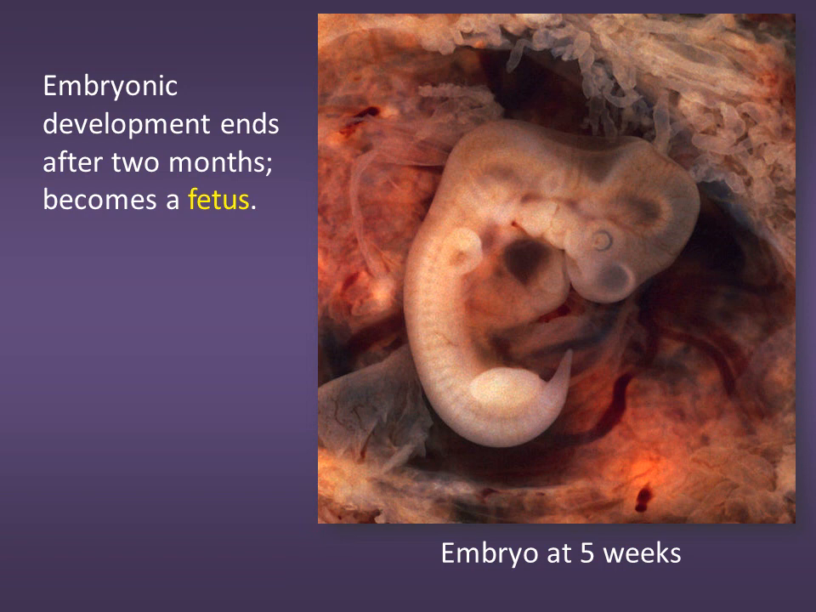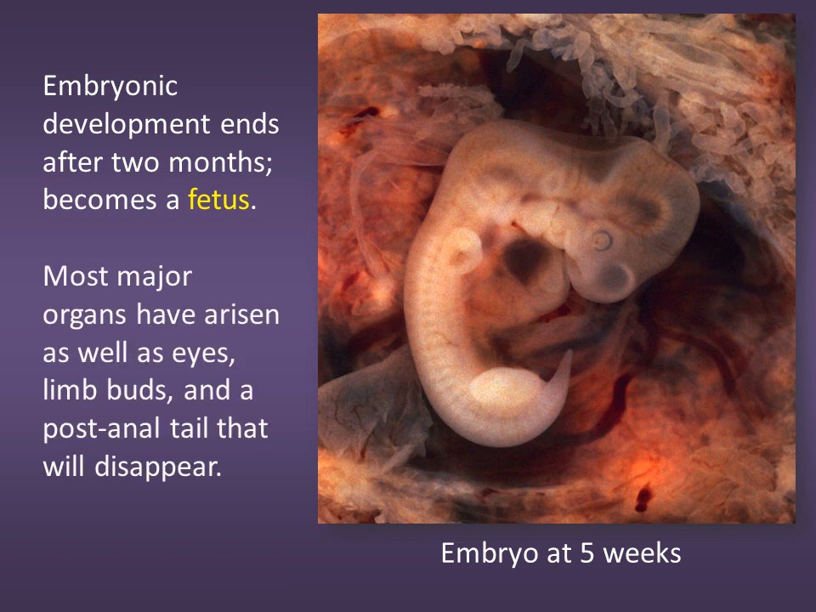Now, embryonic development then ends after about 2 months. After this, we call the developing organism a fetus, and fetal development continues. Now, most of the major organs have developed by this time, as well as eyes, some limb buds, and we also see a postanal tail. You can also see, especially in that postanal tail and between the two limb buds, the many somites, the repeating structures of mesodermal tissue that have arisen.